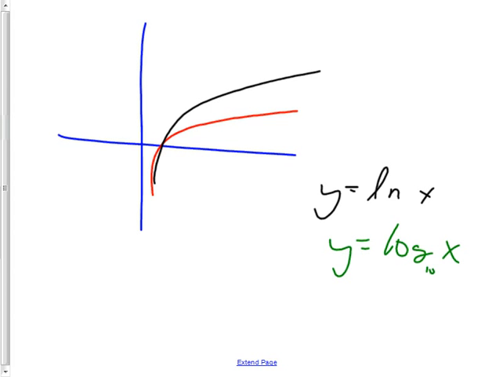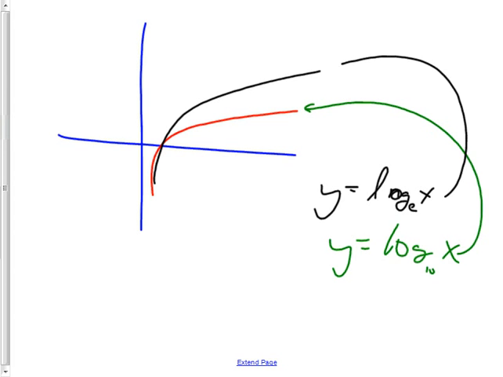All right, now which one? The bigger the base, the closer it gets to the axis. So this green one is like this one. And ln, log base e, that means log base 2.718. So that's not as steep. So the black one is the log base 10.